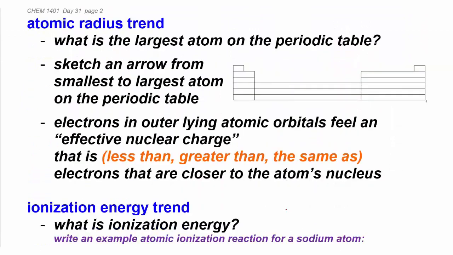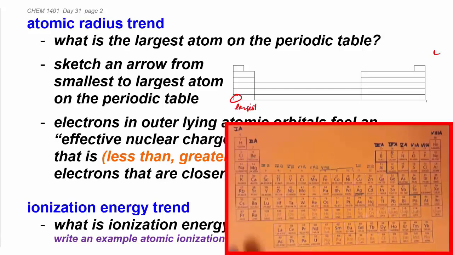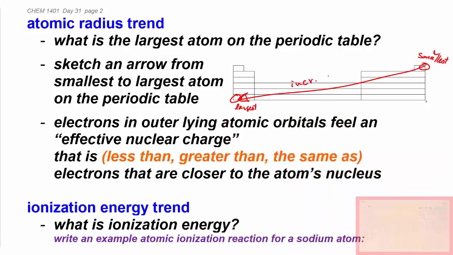Atomic radius trend. So here's our periodic table, and just where is the largest atom in the periodic table? Right down here. That's the largest. What is that? Francium. Where's the smallest? Up here. That's helium. So draw an arrow from the smallest to the largest. There. Increasing atomic radius.